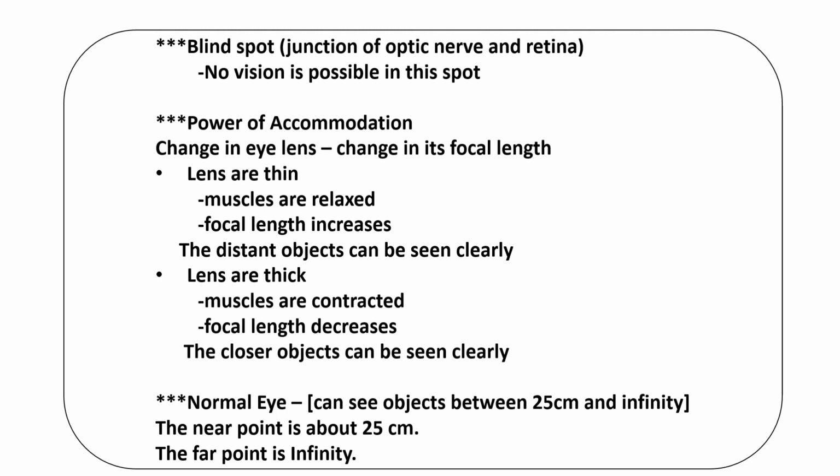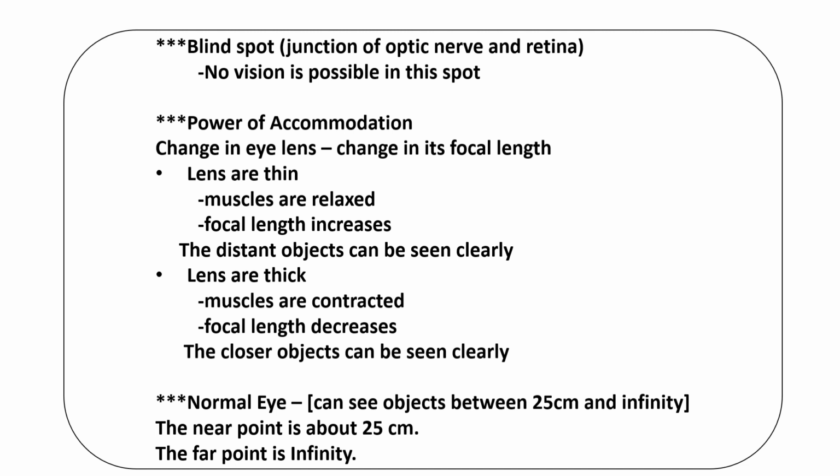When the eye lens is thin, the ciliary muscles are relaxed and the focal length increases. So here the distant objects can be seen very clearly. When the lens is thick, the ciliary muscles are contracted and the focal length decreases. So here the nearby objects can be seen very clearly.